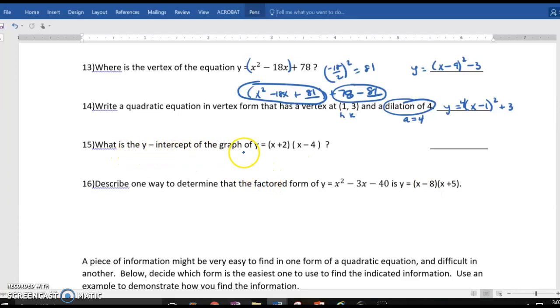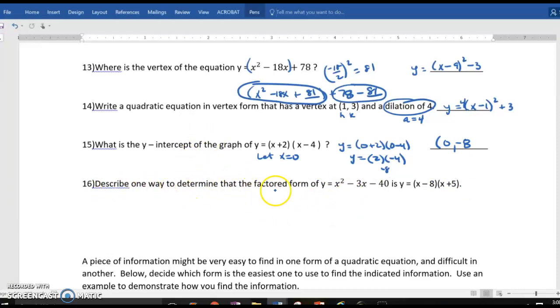Now, what is the y-intercept of this graph? How do we find the y-intercept? We let x equal 0. So if x is 0, y is 0 plus 2 times 0 minus 4. So what do we get? 2 times negative 4, which gives us negative 8. Remember, the y-intercept's always an ordered pair. It's going to be 0, negative 8.